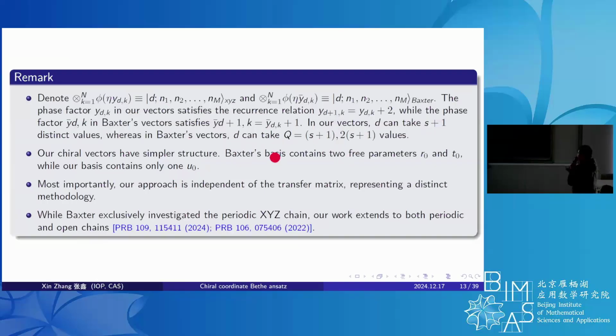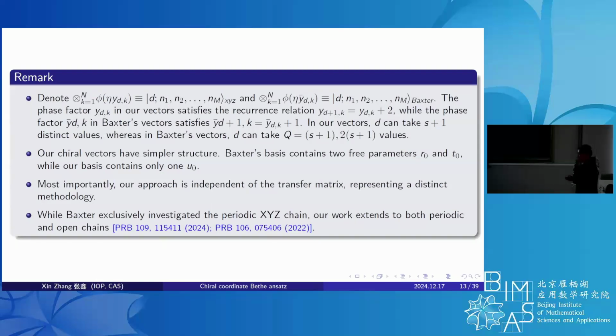So the basis is different, because if we replace d with d plus 1, the shift for the phase factor is different. Another one is that in boxed spaces, there are 2 free parameters, R0 and T0. But in our basis, there is only 1 free parameter U0. So it means our chiral vectors have a simpler structure.